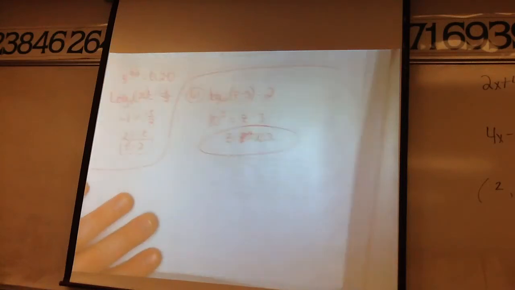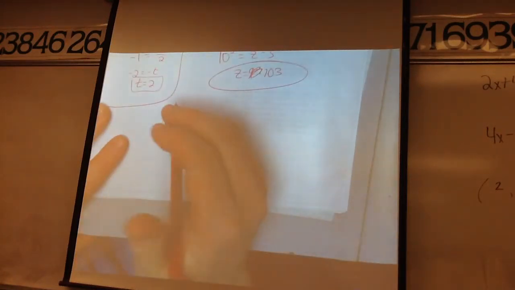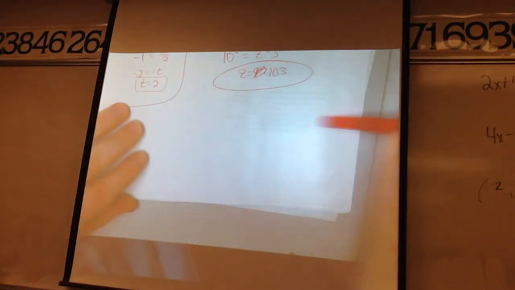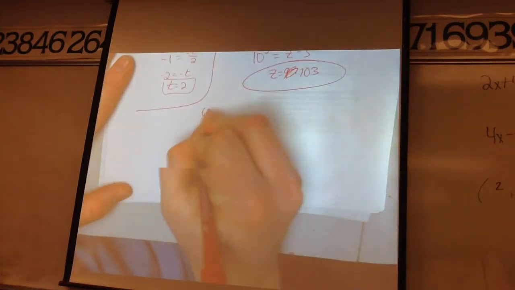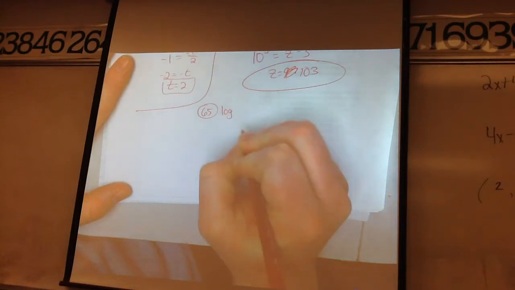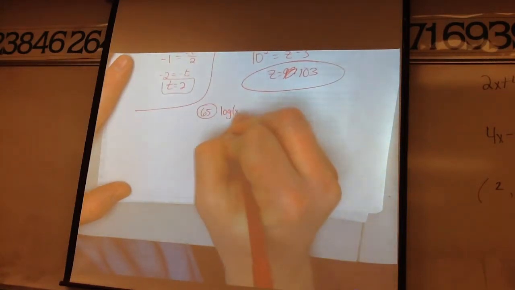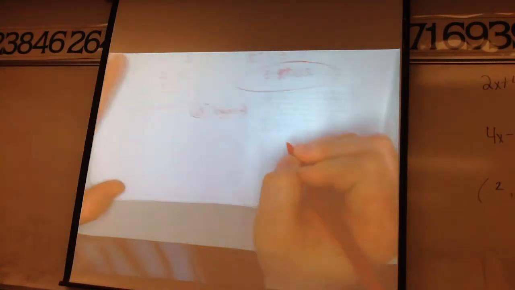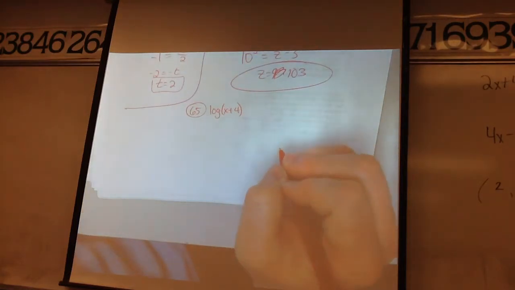Hey, let's do a harder one. Ooh, 65 looks nice. Are you just doing all the odd numbers for us? Yeah, because I assigned you all the evens, that way I don't just get a list of answers.